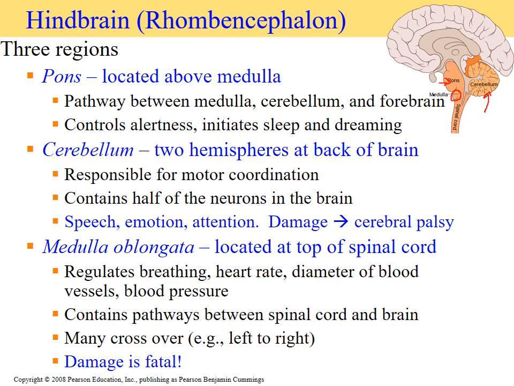And also what we see happening is a lot of crossing over will occur here, meaning that the input from the left side will pass over to the right side for coordination, and the input from the right side will pass over to the left side to determine in essence what the interneuron and the afferent neuron would like us to do. Damage to the medulla oblongata, unfortunately, is fatal, and part of that is because of all the prime and very important functions that it contributes to the overall body.